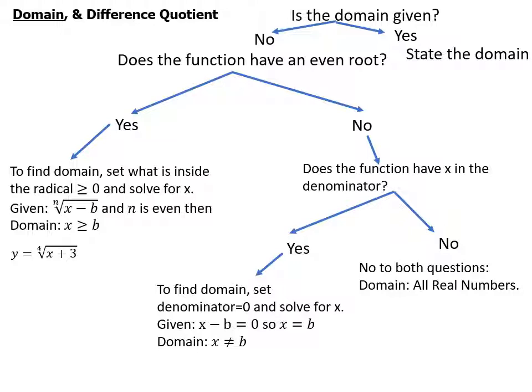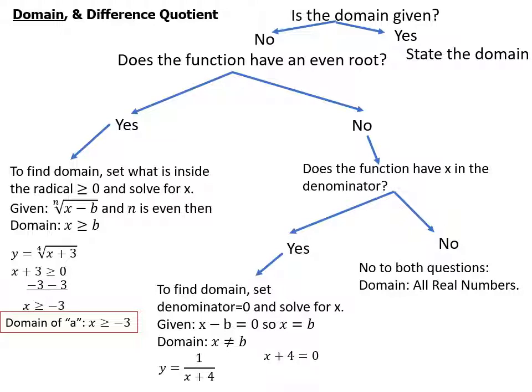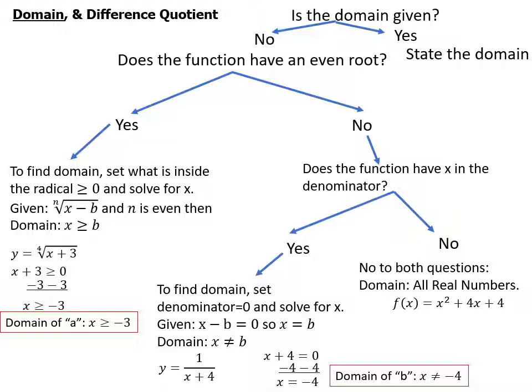So back to the even root, we take the 4th root of x plus 3, we take x plus 3 greater than or equal to 0, solve. We get x greater than or equal to negative 3. So the domain of this example is x is greater than or equal to negative 3. If it had x in the denominator, we take the denominator, set it equal to 0, and solve. And our domain is x can't be that value. And if we said no all along, then it's all real numbers.